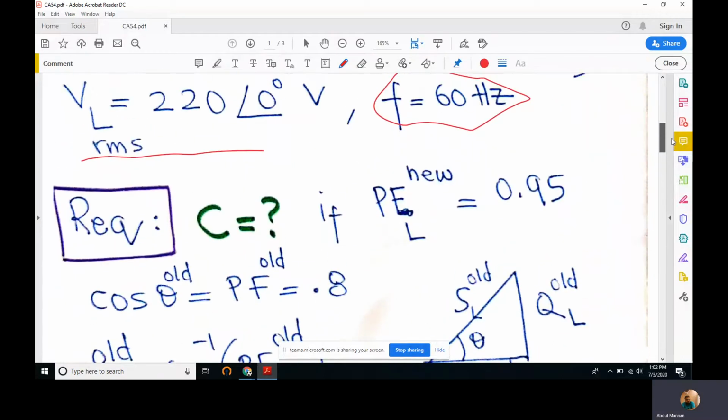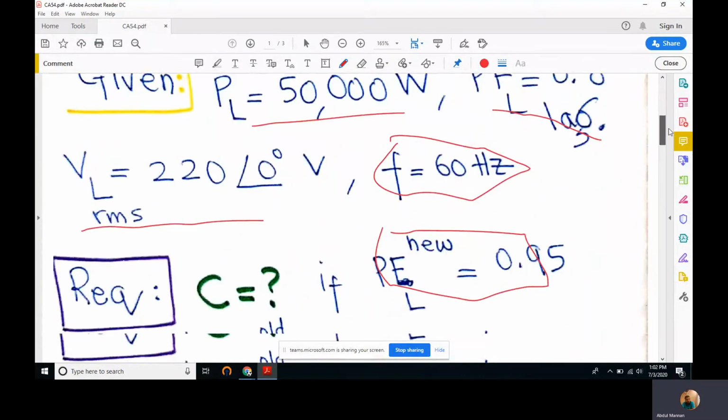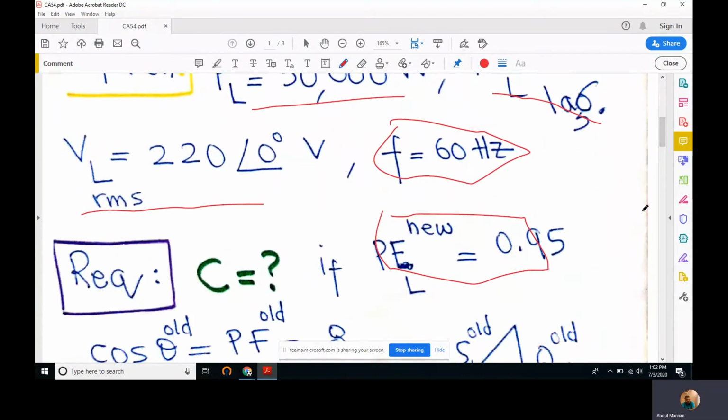So what we are required to do is find the capacitor, so that after adding the capacitor, the new power factor is improved from 0.8 to 0.95. So we need to find the value of this capacitor in the end. This is the task, so that the new power factor is improved and is now closer to 1.